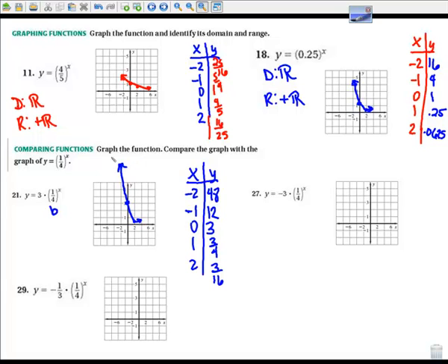And they want us to compare this with the graph of 1/4. And all I'm going to say, it's a vertical stretch, because that's all that happened. We stretched it out because of that a value. Now let's look at this one.